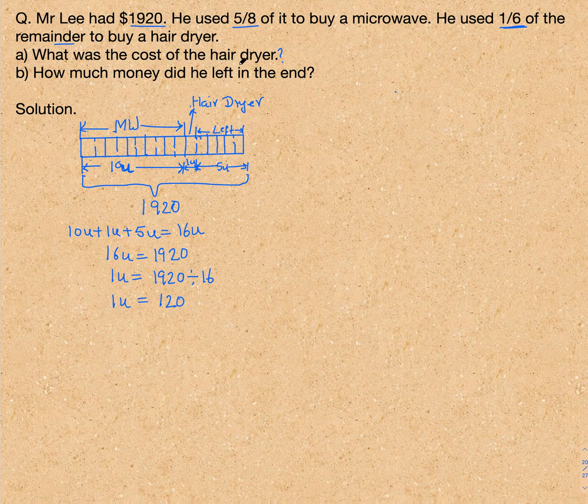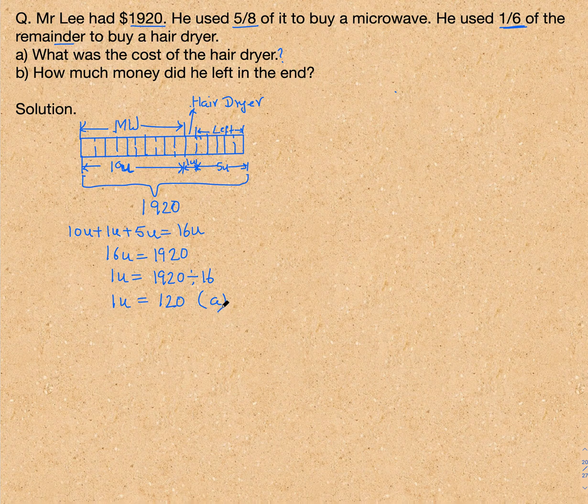What was the cost of the hair dryer? See, the cost of the hair dryer is only 1 unit, right? We already got it. So that's the answer for part A. The cost of the hair dryer is $120.